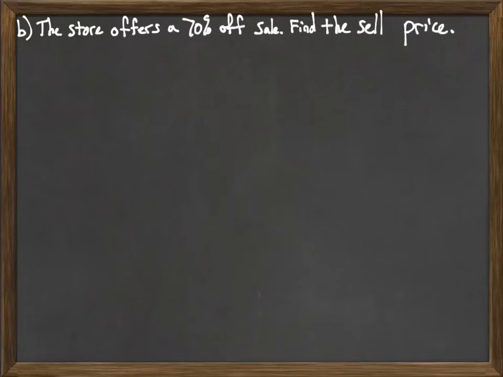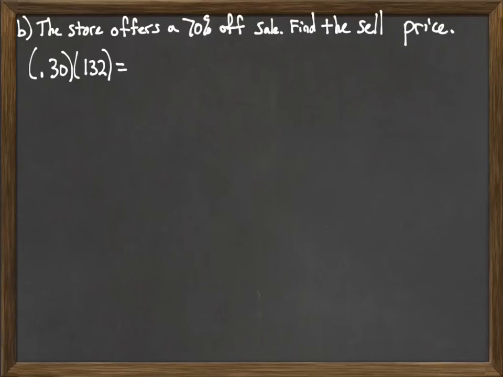So let's continue now with a second question. What if the store is now offering a sale of 70% off? We'd like to figure out what's the sale price. Well, we know the price they're charging is $132. We're going to be selling that for 70% off. So now we're actually back to another discount question. So remember, 70% off means we pay only 30% of the cost.